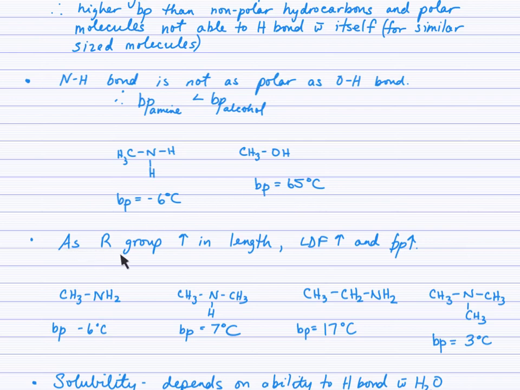A second point to be aware of is that as the hydrocarbon chain, the R group, increases in length, London forces will increase, and that will affect boiling point. So you'll notice here a 1 carbon primary amine. And here we have 2 carbons in a secondary amine. Here we have 2 carbons in a primary amine. And here we have 3 carbons in a tertiary amine. So check out the boiling points here. We see -6, 7 degrees, 17 degrees, 3 degrees.